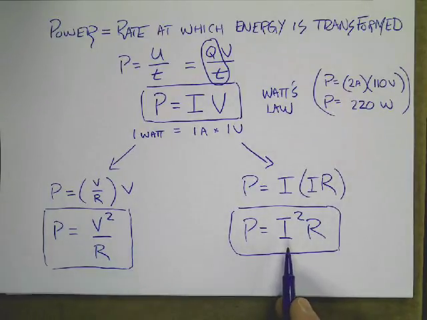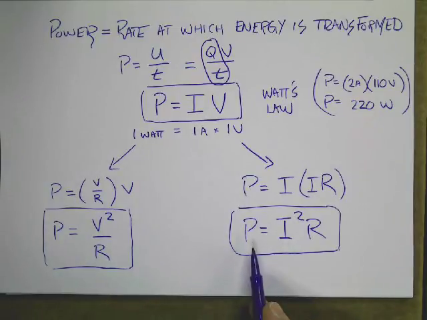For example, if you have power lines, you want to keep the current as low as possible so that you're not wasting a lot of power heating up those lines. Okay, so maybe we'll do that example at the end of this lesson. So oftentimes you want to reduce the current to keep the power down.